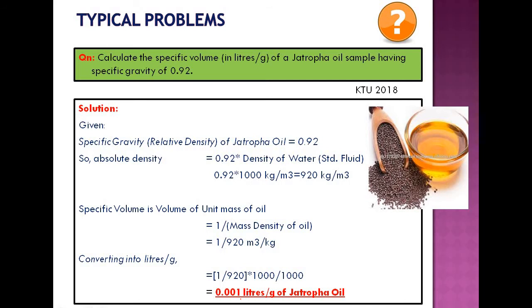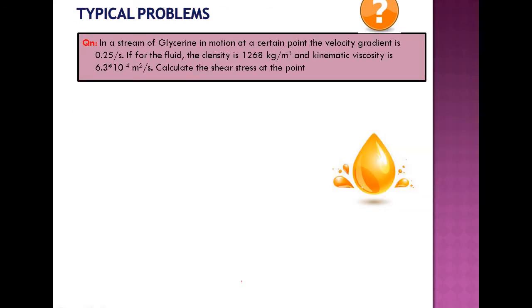Now, that is regarding the basic properties of fluids. I'm sorry, not regarding pressure, that is regarding the basic properties such as mass density, etc. Now we will do a typical problem in viscosity. The problem is like this: in a stream of glycerin in motion, at a certain point the velocity gradient is 0.25 per second. If for the fluid the density is 1268 kilogram per meter cube and the kinematic viscosity is 6.3 into 10 raised to minus 4 meter square per second, calculate the shear stress at the point.